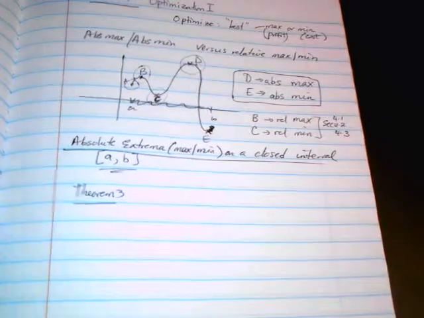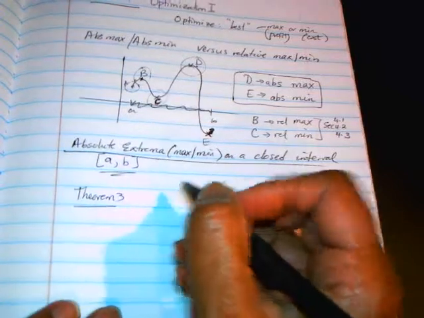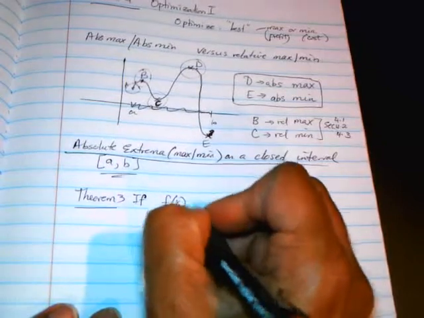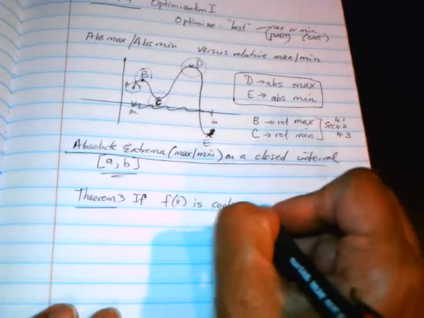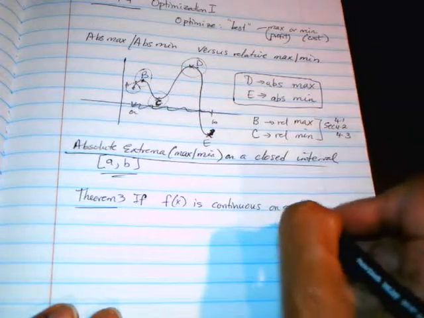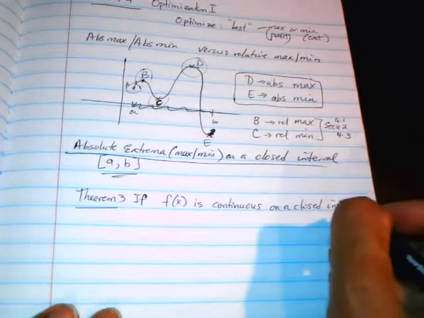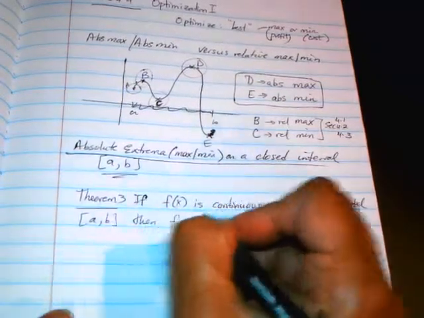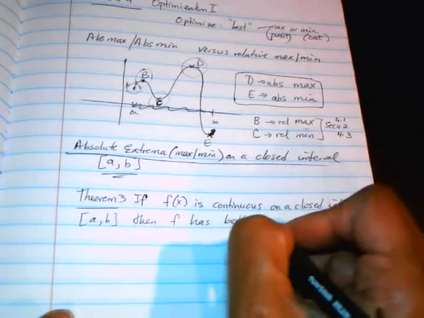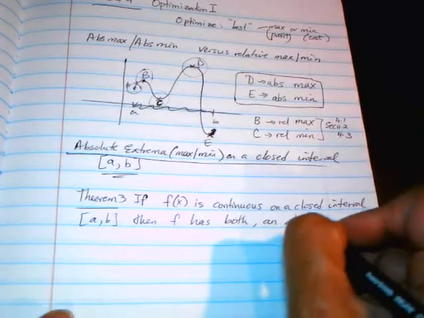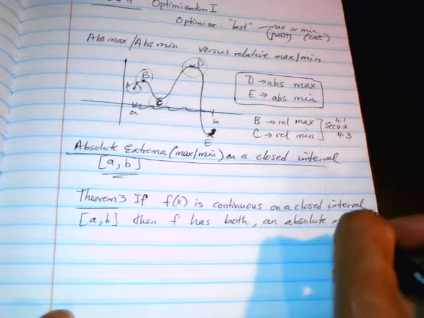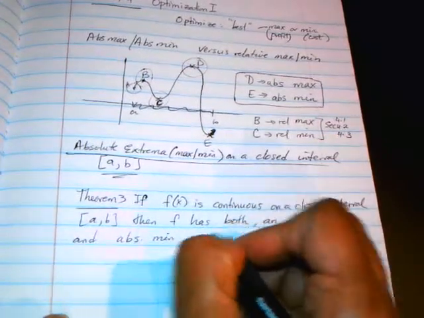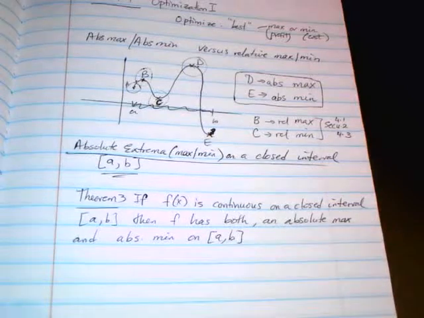All right, so let's put that into our own words. Theorem 3, the absolute value theorem, says that if f of x is continuous on a closed interval AB, then f has both an absolute max and absolute minimum on AB. How do we find it?